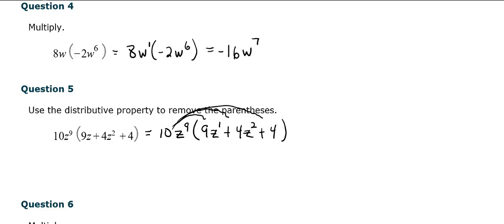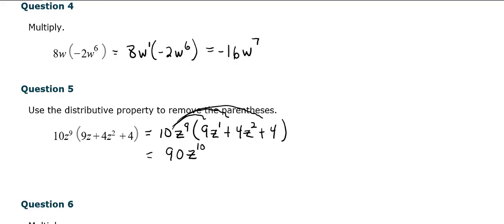So we start by multiplying 10z to the ninth times 9z to the first. 10 times 9 is 90. And remember, we're going to add exponents, so this would give us z to the 10th.